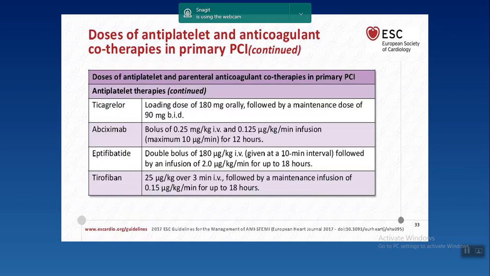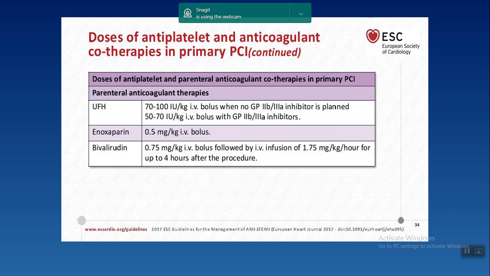Ticagrelor, the loading dose of ticagrelor is 180 mg orally, followed by a maintenance dose of 90 mg twice daily. At the time of cath lab, we have to use anticoagulant therapy. We usually use unfractionated heparin with a dose of 70 to 100 international unit per kg IV bolus when glycoprotein 2B3A inhibitors are not used. However, when we use glycoprotein 2B3A inhibitors, the dose is reduced to 50 to 70 international unit per kg IV bolus.